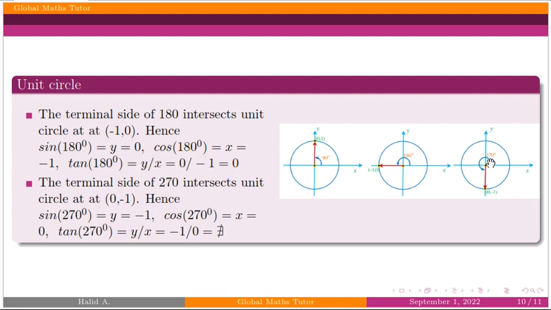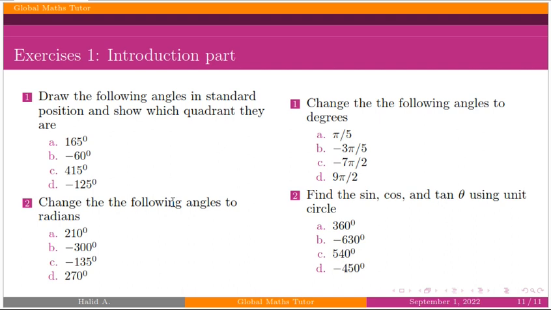The terminal side of 270 degrees gives (0,-1). Since this radius is in the negative y direction, the point will be (0,-1). Using this point (0,-1), we can find these values. As an exercise, try to do this, and we will have discussions on these issues.